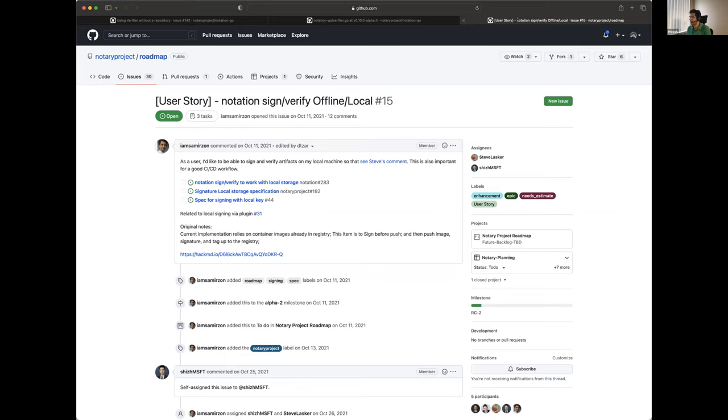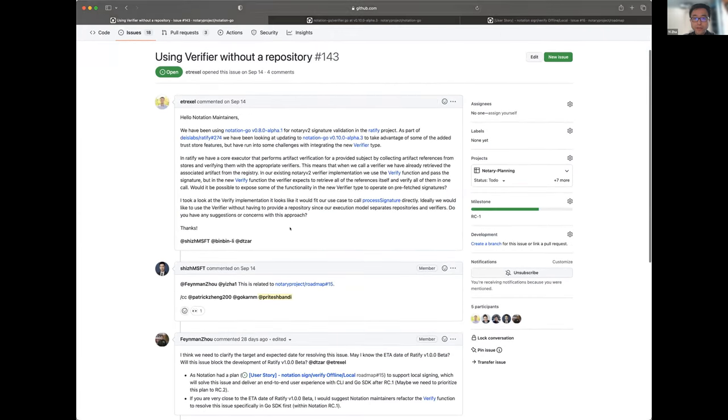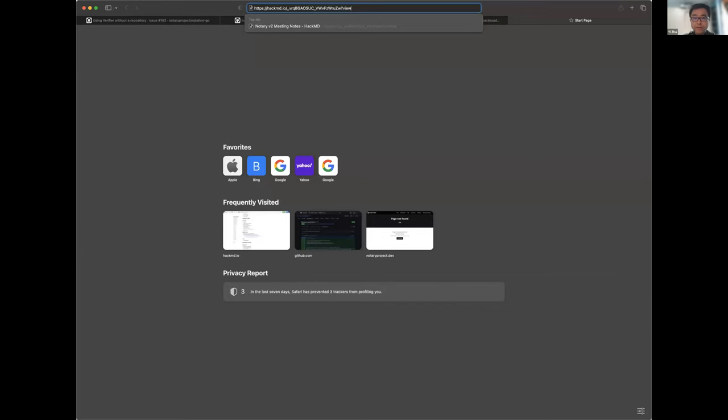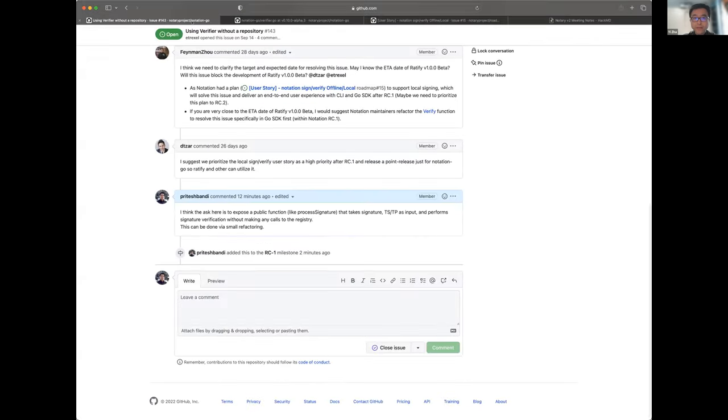Okay, so go ahead. Is someone else? So I think what we are aligned on is that we work on some refactoring on the Notation Go library and provide the capability to support verifying signatures from the library point of view. For the CLI part and also this offline signed artifact, we still keep them in the RC2 scope. That's correct, yeah.